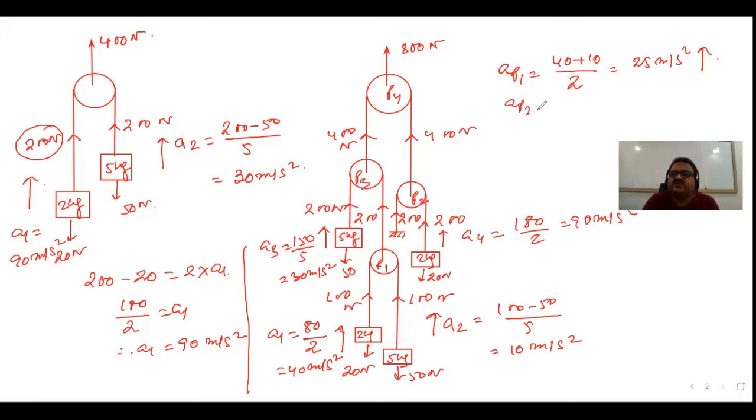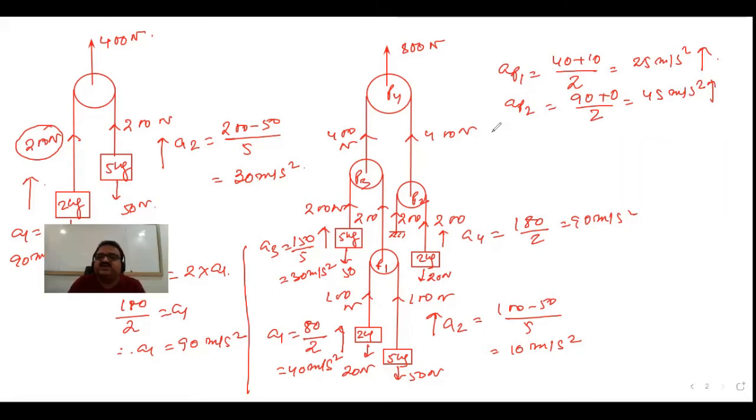Now acceleration of P2. Look at this. 90. This side is fixed, acceleration is 0, divided by 2, that is 45 meter per second square upward. Now, in a similar manner, we can find out the acceleration of P3 also. What is the acceleration of P3? So simple to calculate. Again, look at this. This is 30 upward and this is 30 upward.